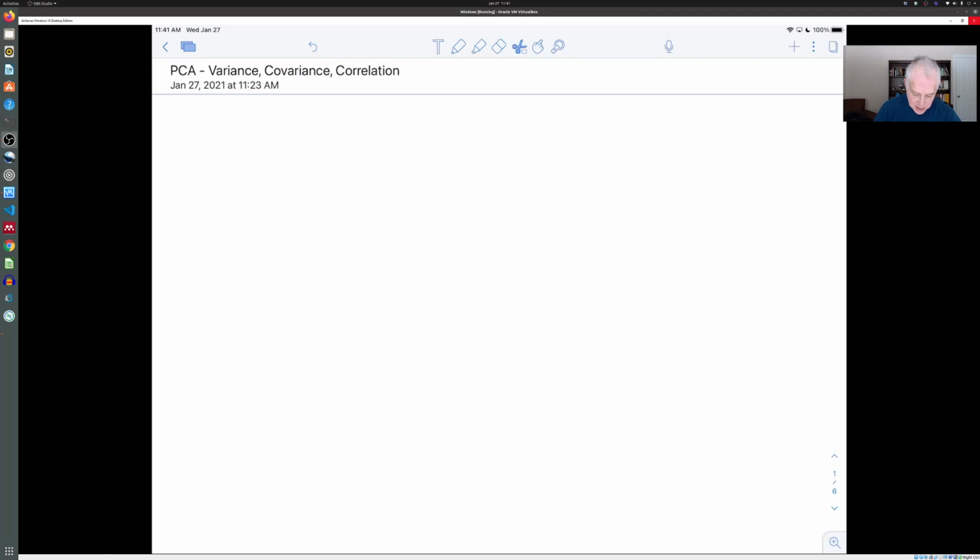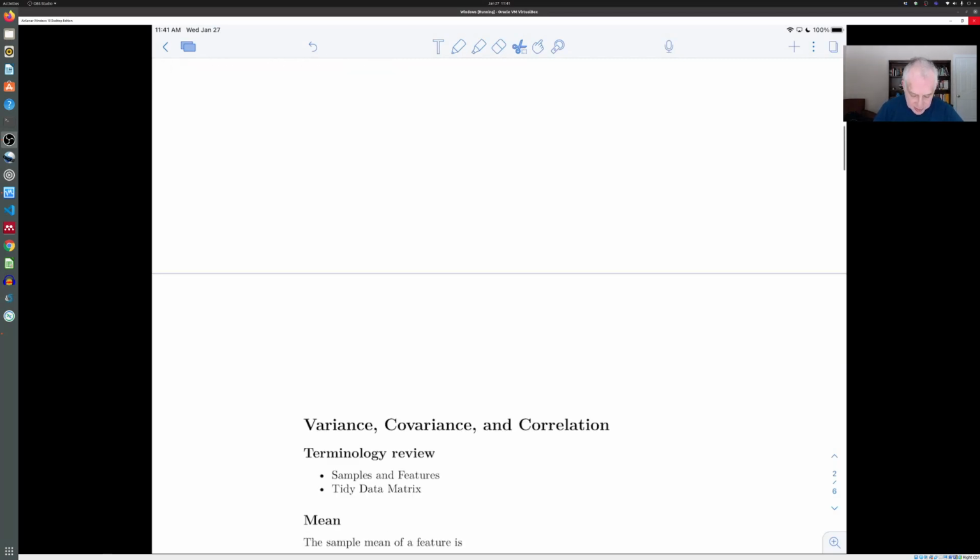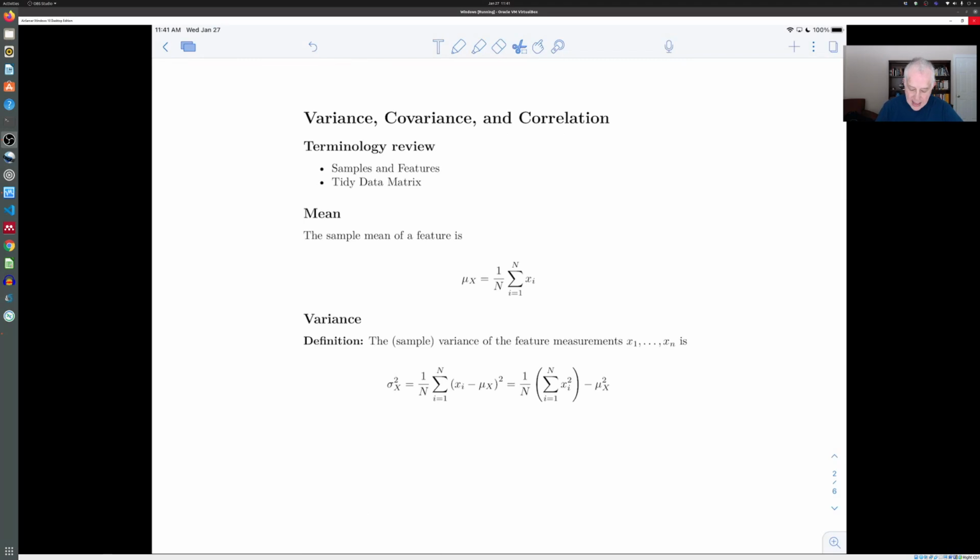So let's just remember the general setup that we have. We're given some data in the form of a data matrix, X, which has n rows. Each row is a sample, and k columns, each of which is a feature. And so each column of the matrix represents the measurements of a particular feature of the data for all the samples.